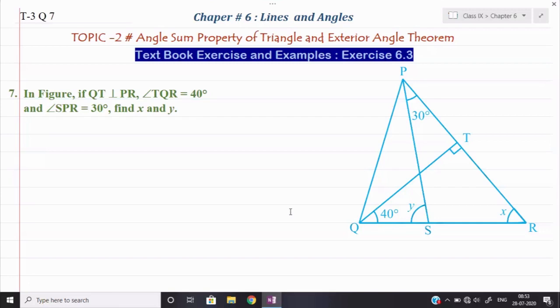Now see the 7th question. In the 7th question, we are given that QT is perpendicular to PR and angle TQR is equal to 40 degrees. One angle, TQR, is given as 40 degrees. Angle SPR is given as 30 degrees. Then find the values of x and y.